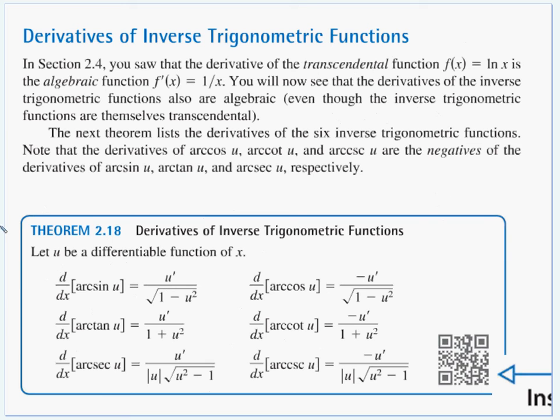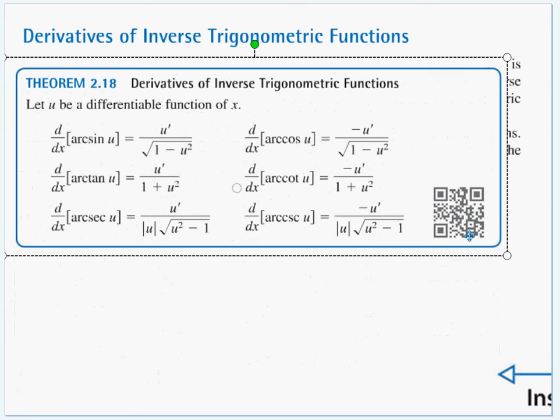So the example we just did from the last section is getting us into these derivatives of the inverse trigonometric functions. Back in section 2.4, we saw the derivative of the transcendental natural log x is the algebraic 1 over x. You'll now see that the derivatives of the inverse trig functions are also algebraic. They're not going to be transcendentals themselves. The next theorem lists the derivatives of the 6 inverse trig functions. Note that they're paired up. One is just the negative of the other.